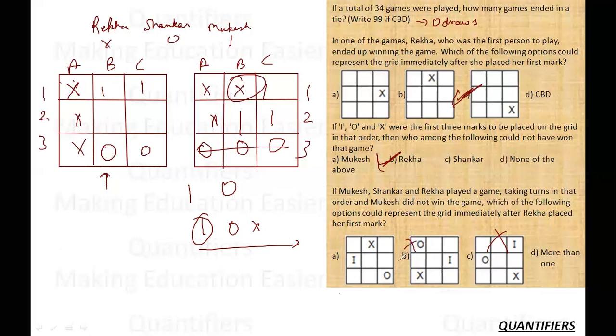See, this is not possible. Why? Because I agree that this is a place for O. So if O has placed here, then X cannot place here. X has to be here. Or in this case, X has to be here. Which means that the second case is not possible. The answer is A. So this is the required set.